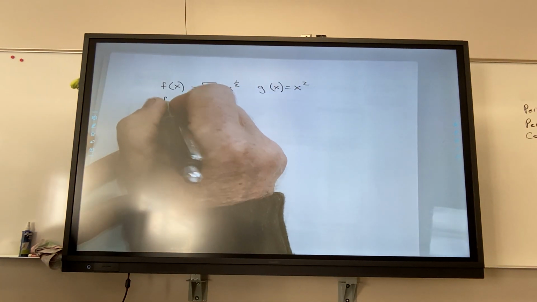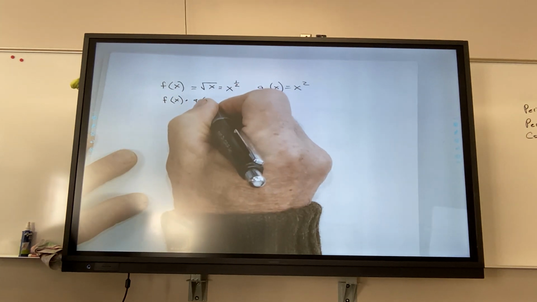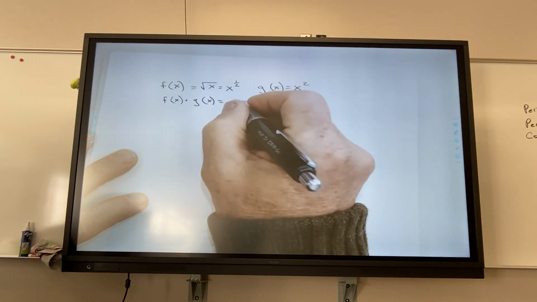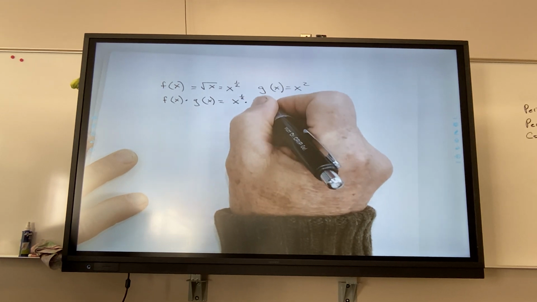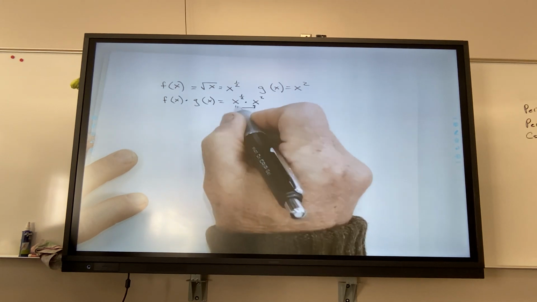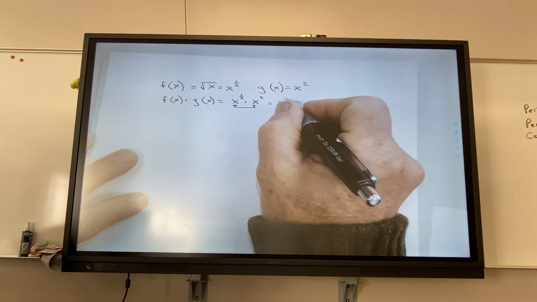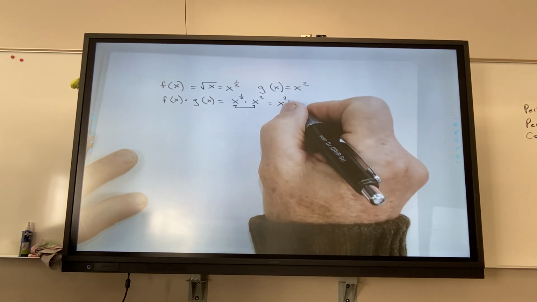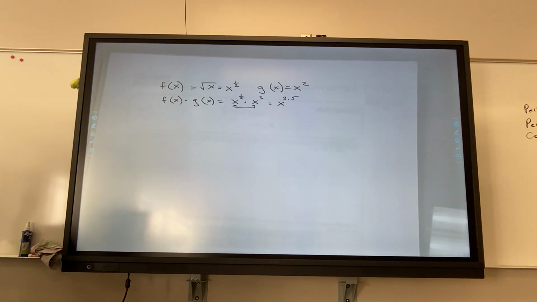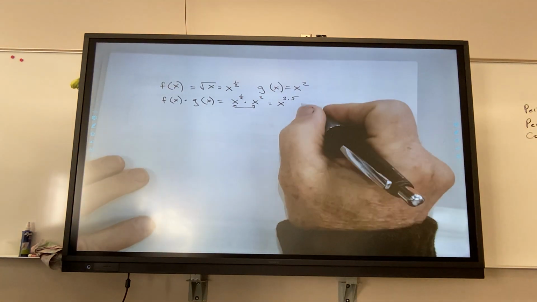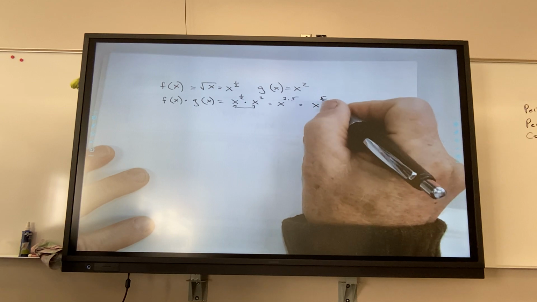So if I would multiply those two functions, that would mean I'd have x to the 1/2 power times x to the 2nd power. The bases are the same, so I can add those two exponents and get x to the 2.5 power. I'm going to pause there. Is everybody okay with that? I think I understand that. Okay? Which I can write as x to the 5/2 power.